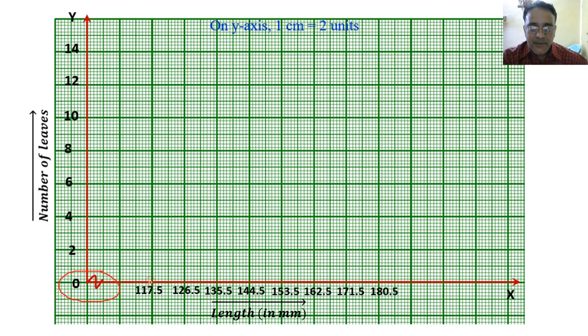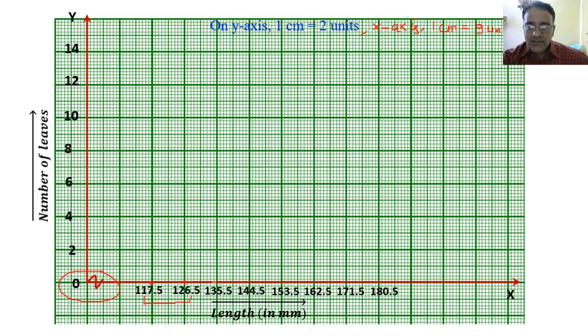So मैं यहाँ पे scale जो ले रहा हूँ x axis में जो scale ले रहा हूँ वो है 9. Okay, so here you have to write for x axis the unit is 1 centimeter is equals to 9 units. This is clear? क्योंकि width जो है वो 9 है. This is clear? Yes, sir. For y axis I took 2 units and for x axis I'm taking 9 units because the class size is 9.